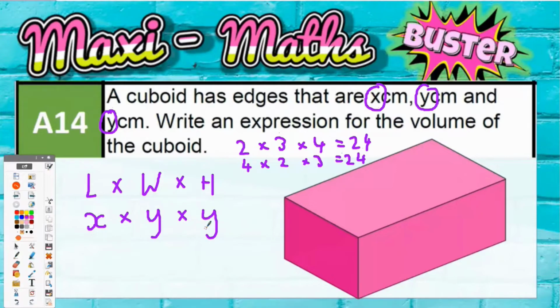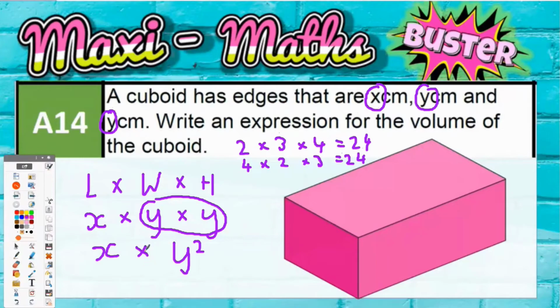Now, obviously, there is a way of simplifying this. Because the two y's are the same letter, in the same way that 3 times 3 would be 3 squared, and 5 times 5 would be 5 squared, y times y you could simplify to be y squared. So you can simplify it further by saying x times y squared.